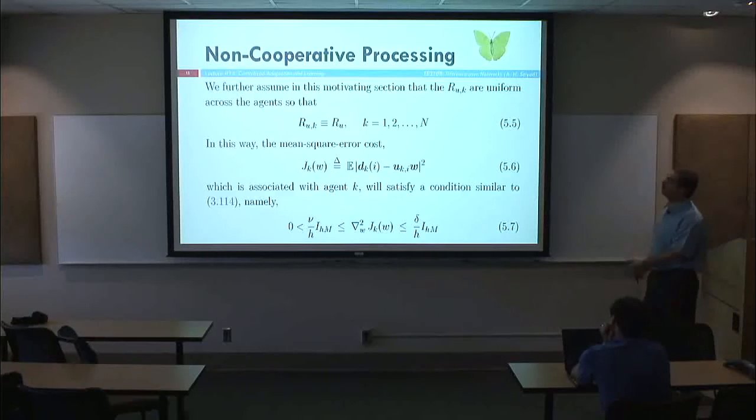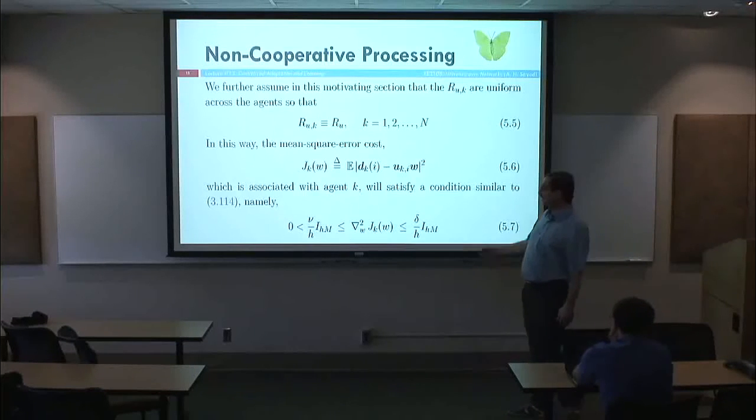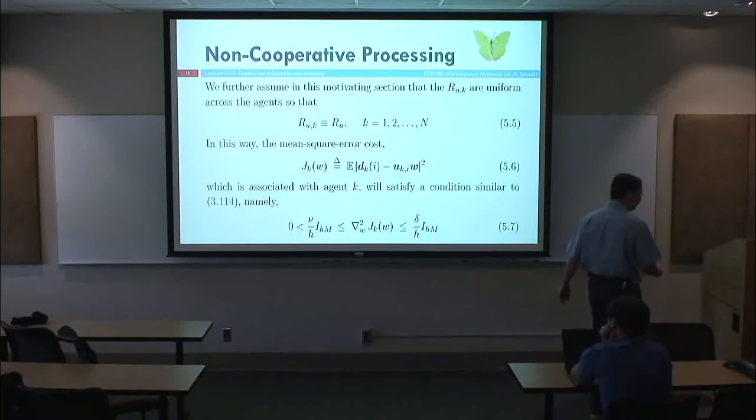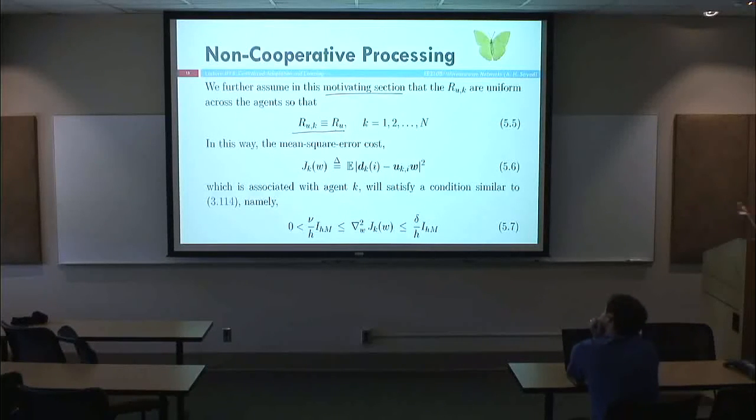So let's assume, in this initial example, that the covariance matrices are uniform across the agents. This is just an example, a motivating section. This means that the Hessian matrices are the same across the agents. All of them, the Hessian matrix for agent K will be 2RU, so the Hessian matrices are the same. Very good.